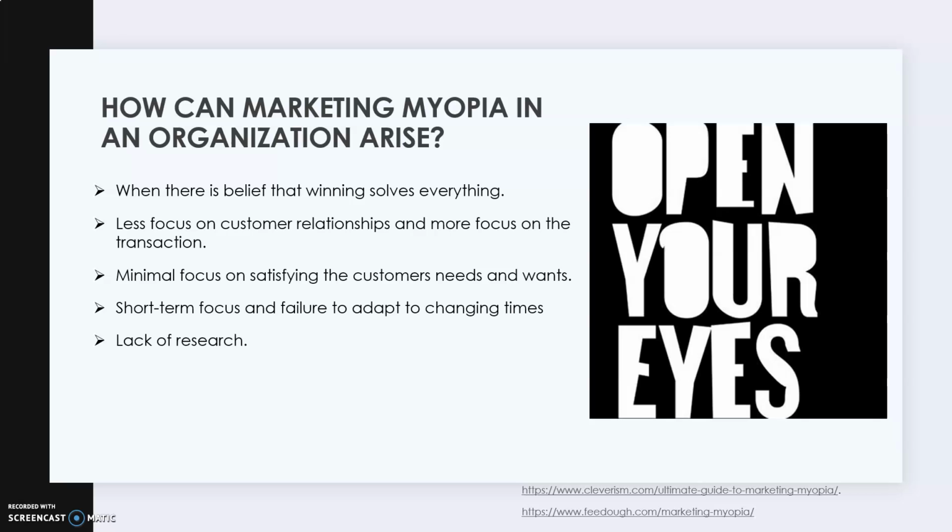Marketing myopia in an organization arises in many ways. Some ways include when there is a belief that winning solves everything, when there is more focus on transactional marketing and getting the customer to purchase your product or service instead of attempting to build relationships with the customers, when a company is solely focused on the product or service and making it good in their eyes, but not the customer's eyes, when an organization has a short-term focus and fails to adapt to the industry or market they are in, and finally, when there's a lack of research.